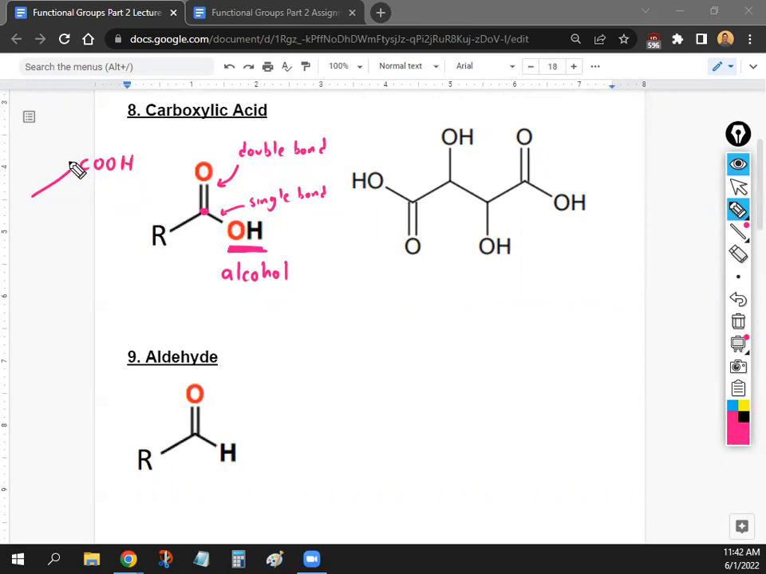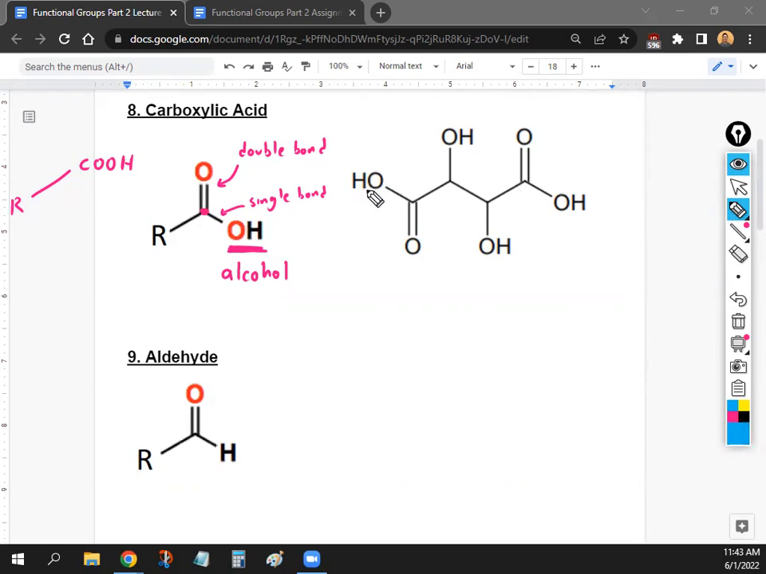Depending on who's drawing the picture, sometimes you'll see COOH, and that's this structure right here. Okay. So make sure that you're careful on your assignment. There will be a couple tricky ones where you'll see an OH, but it's not going to be an alcohol. It's going to be a carboxylic acid. Okay. And so let's take a look at this structure right here as an example.